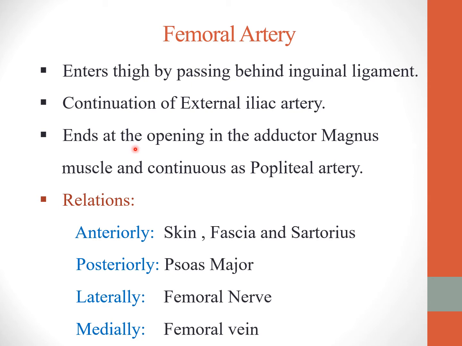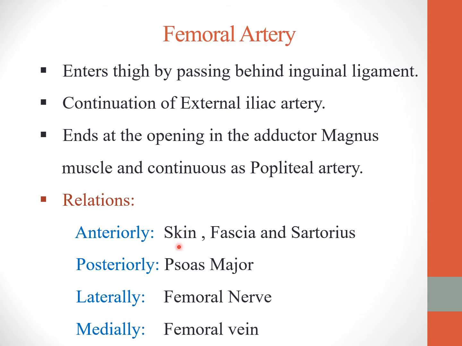It descends downward in the middle third of the thigh and ends at the opening in the adductor magnus muscle and continues as the popliteal artery. The popliteal artery is the continuation of the femoral artery. So the femoral artery starts its journey at the inguinal ligament and ends at the adductor hiatus and becomes the popliteal artery.